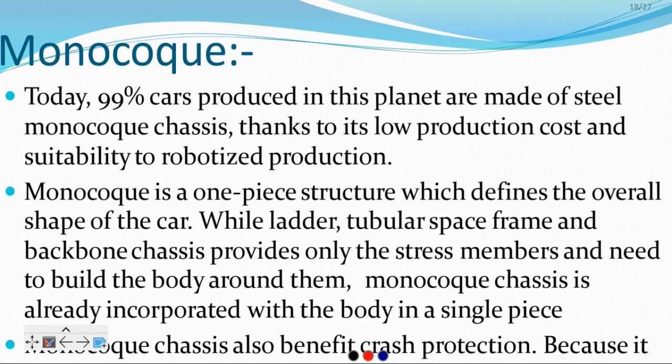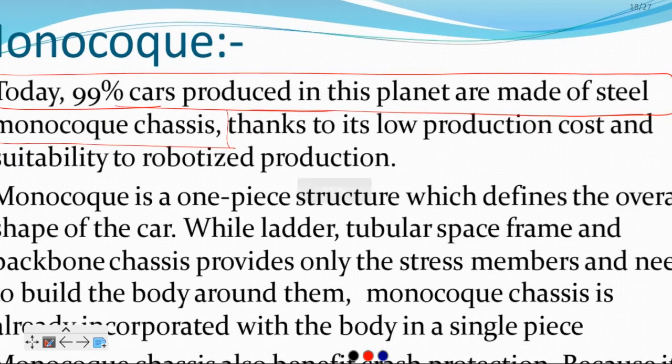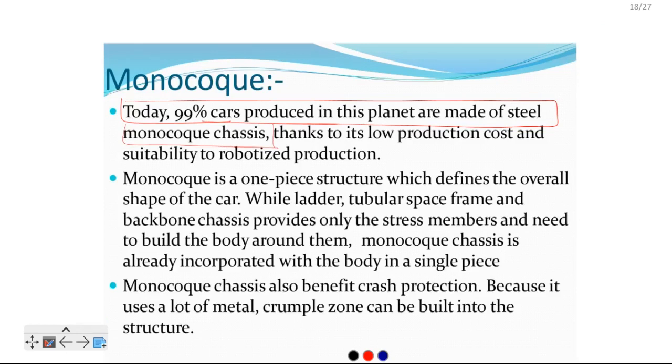Move ahead with the monocoque. Today 99% of cars produced still use a monocoque chassis. This is absolutely true. When you see the structure, you will say the same thing. Cost and stability suit robotized production. Monocoque is a one piece structure. Absolutely note it down. It is a one piece structure which defines the overall shape. This is very important. Shape of the car.